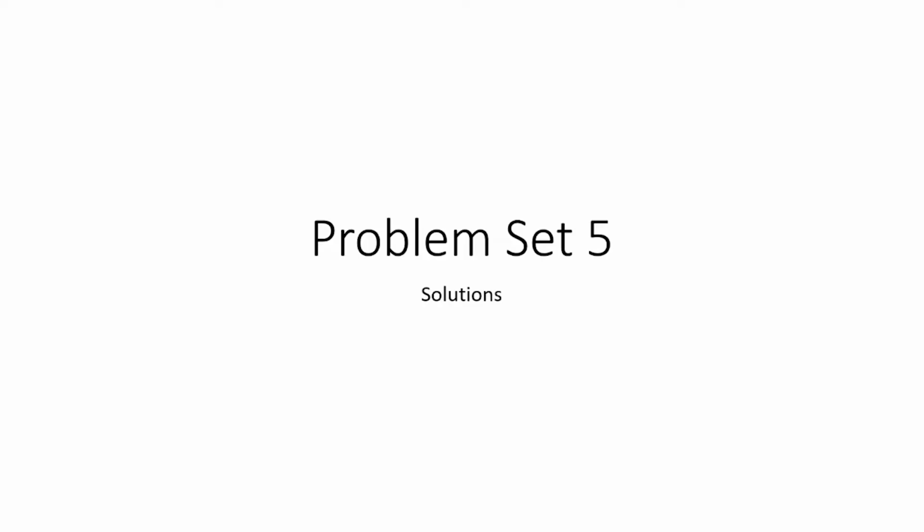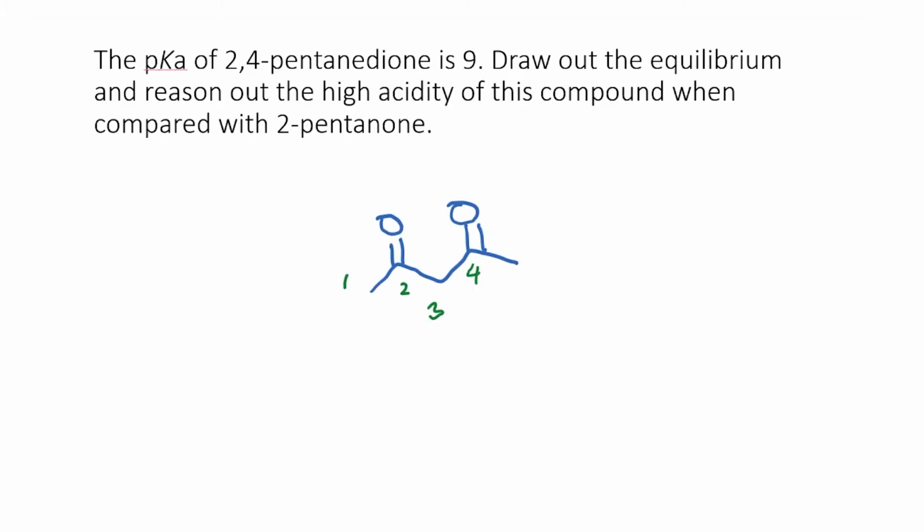So now let's look at the solutions to problem set 5. As you may remember, this was something where we primarily deal with enols and enolates in this problem set. So the first question here is that the pKa of 2,4-pentanedione is 9. Draw out the equilibrium and reason out the high acidity of this compound when compared with 2-pentanone.